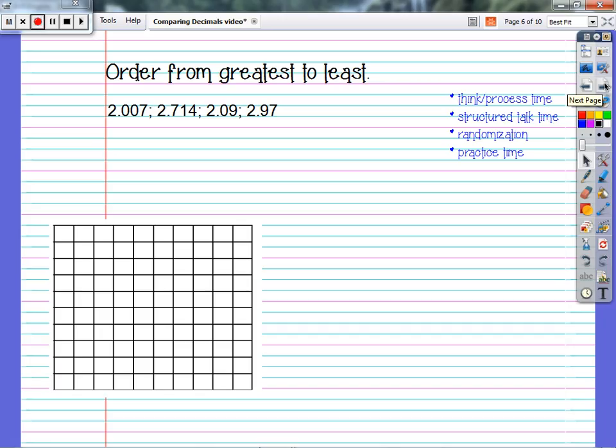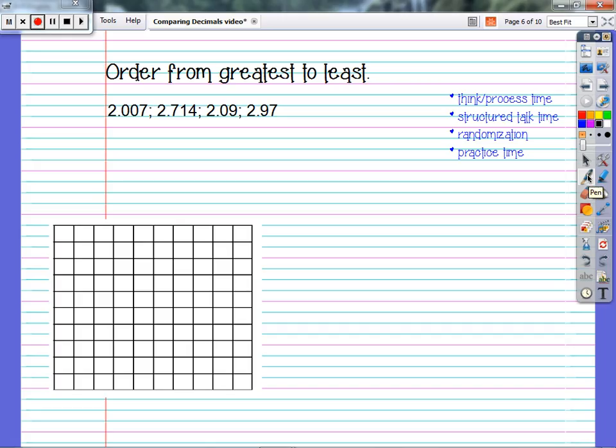Next problem we're doing as a whole class, we're going to order these from greatest to least. So again, what's the first thing that we're going to do before we begin doing anything? What is the first thing that we're going to do? Joe, what are we doing? It's correct. We're going to stack up our numbers and we're going to line up the decimals.